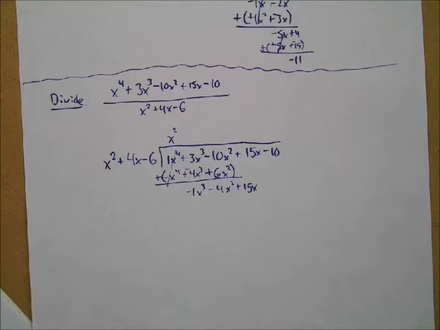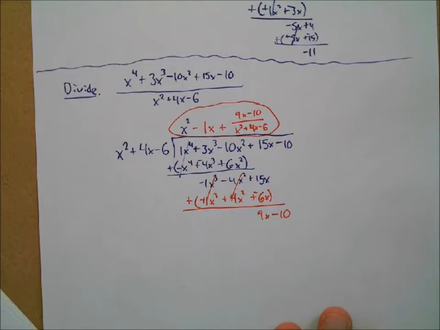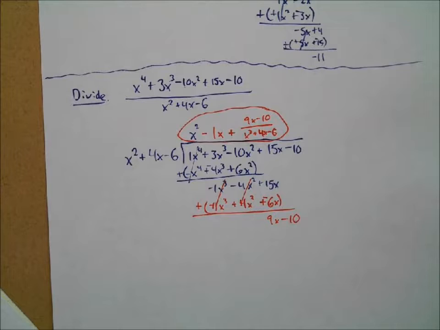So we just pull down the next 2 terms after that? Yep. Next 2 terms, if you need to. Or just next term, depends on what you've got. Okay, so there's your answer, folks. Okay, with the remainder of 9x minus 10. Do these evenly divide? No. Sadly not. Okay?